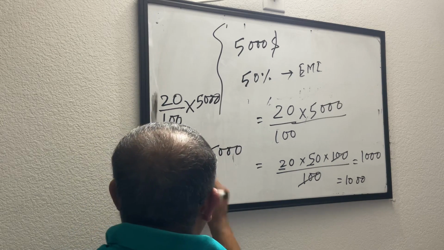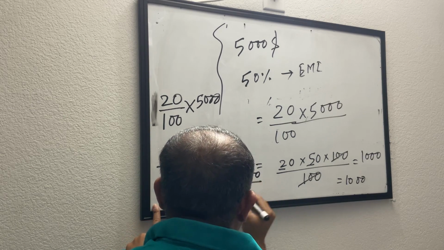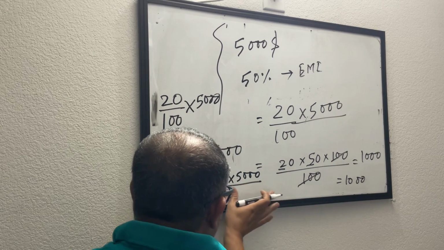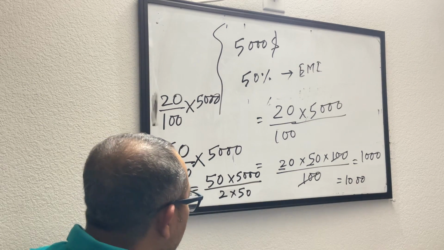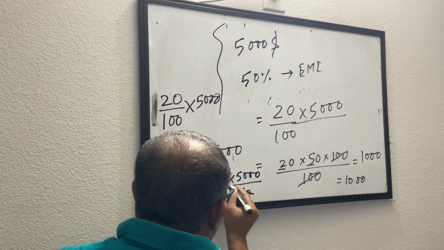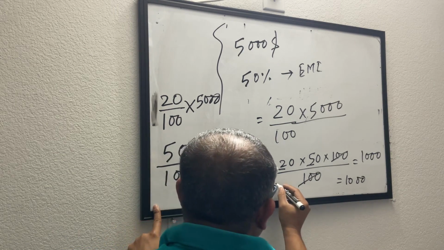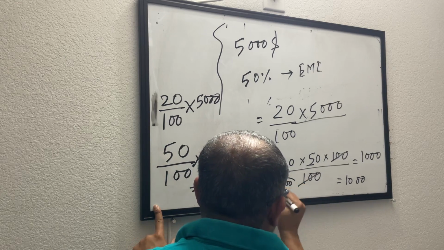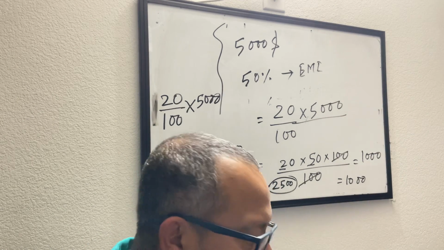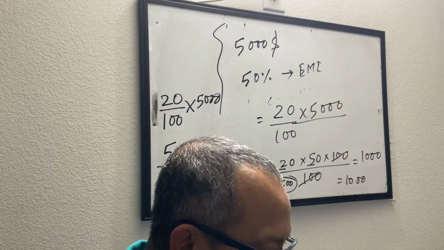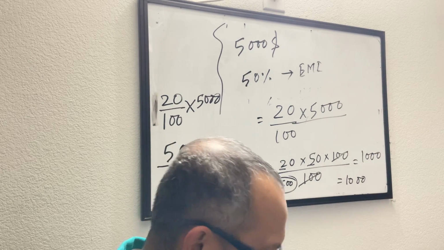Now look at this. 50 into 5,000 by 100. This 100 I can write as 2 times 50, right? Will that be okay? So now this 50 and this 50 I can cancel. So I'm talking about half of 5,000. Half of 5,000 is 2,500, right? That's what you get. Does it make sense? Everybody okay? Yeah, now it makes sense.